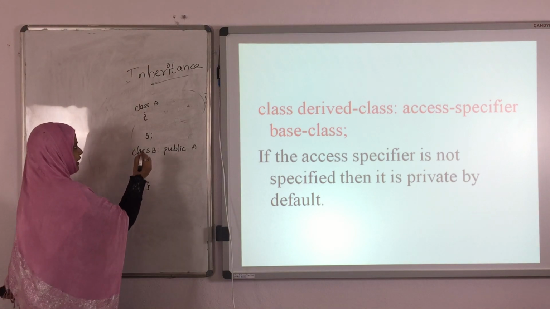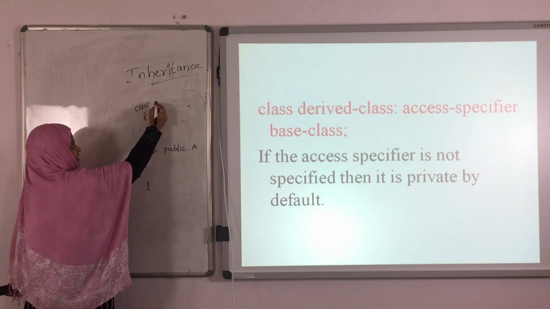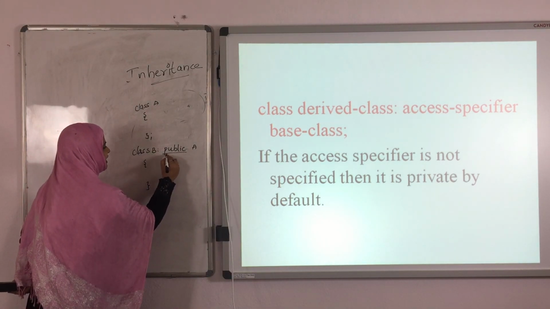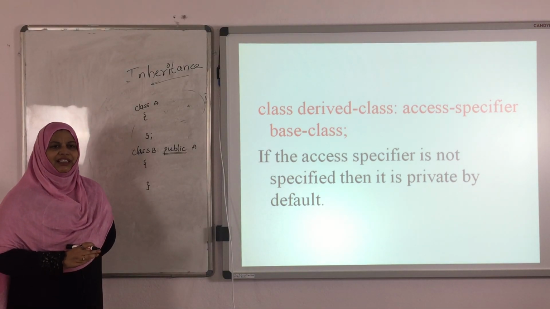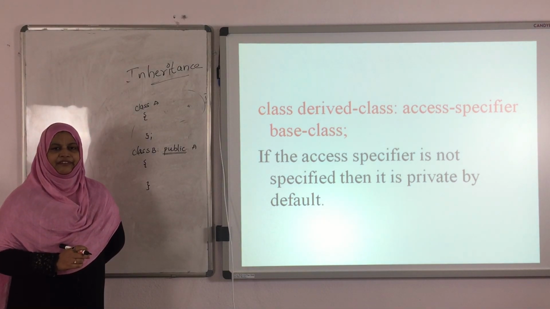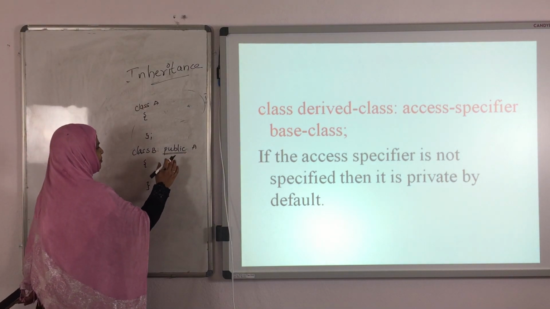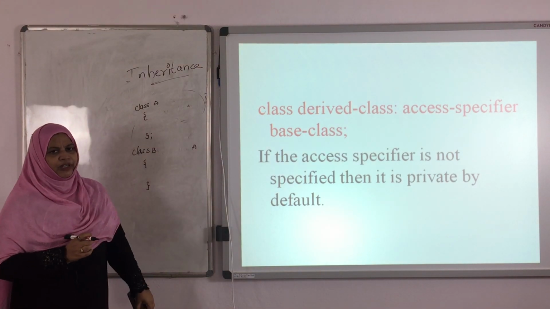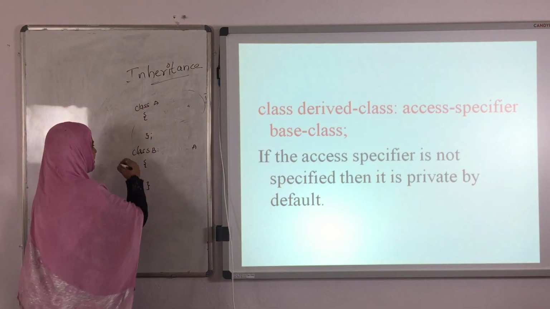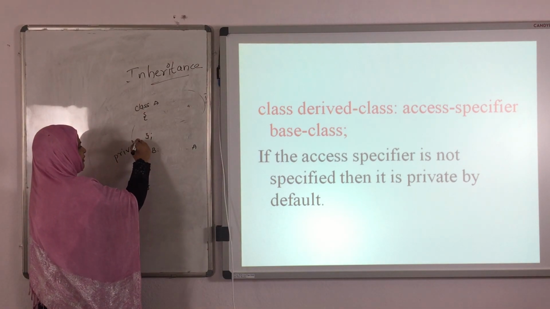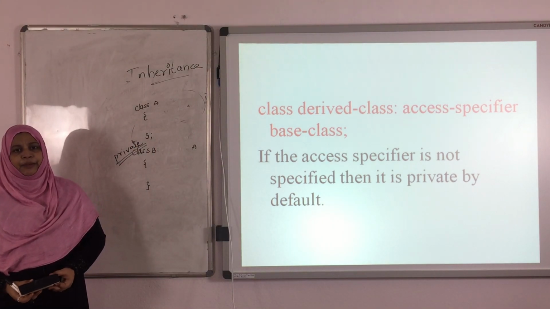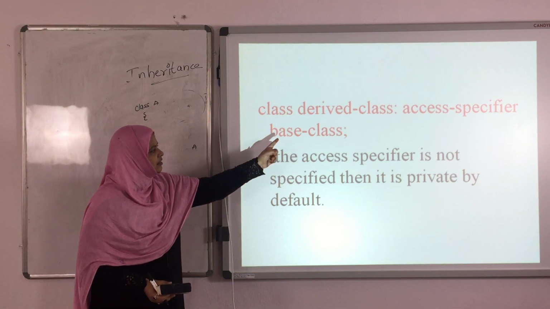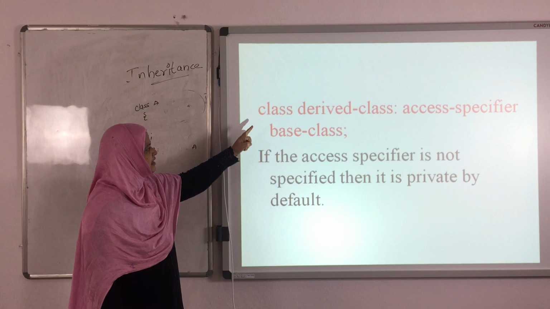Now, I am going to derive one class from its base class. Here I am going to use the access specifiers public, private and protected. If I do not specify anything here, then what is the default access specifier? That is private. Default is private, so directly it is going to take the private access specifier. This is the syntax for inheritance.